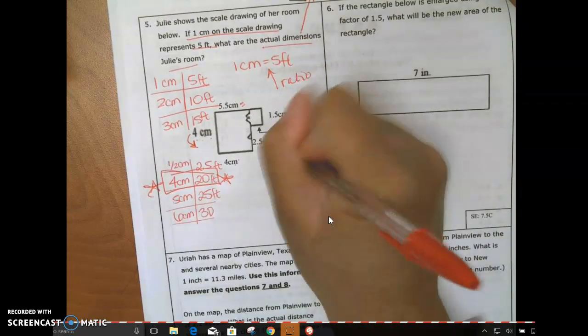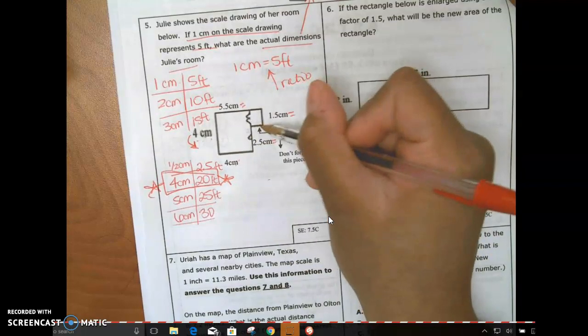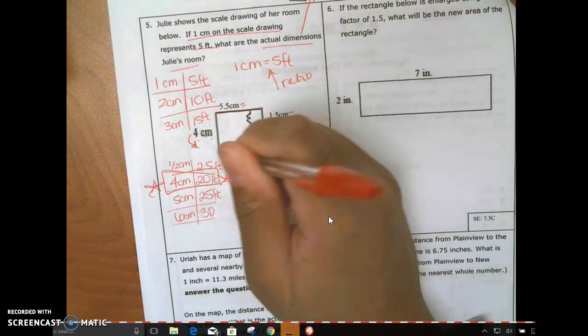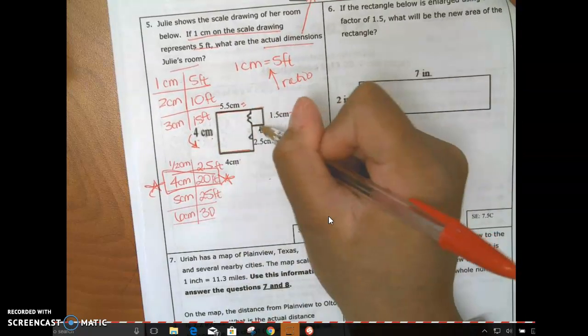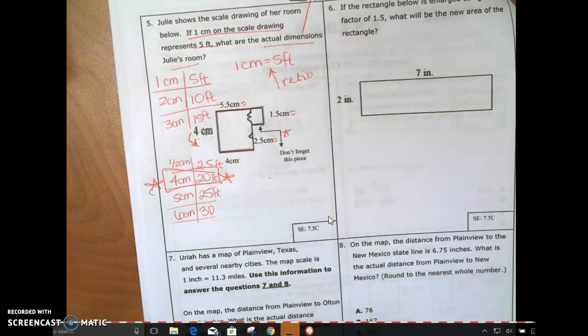Okay, you need to know how to do this, guys. And you also need to know how long this piece is. If this whole piece right here is 5.5 and this down here is 4, then this right here is already written on this paper, and you need to know how long this side is.